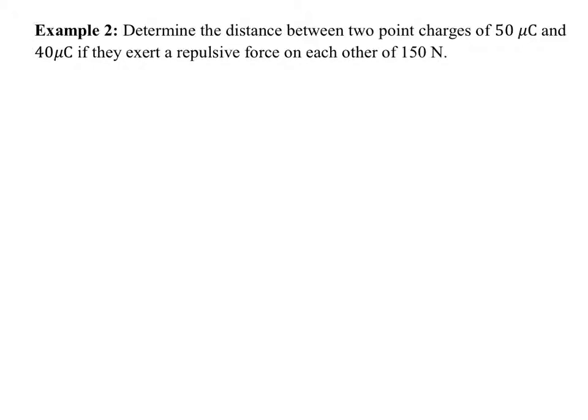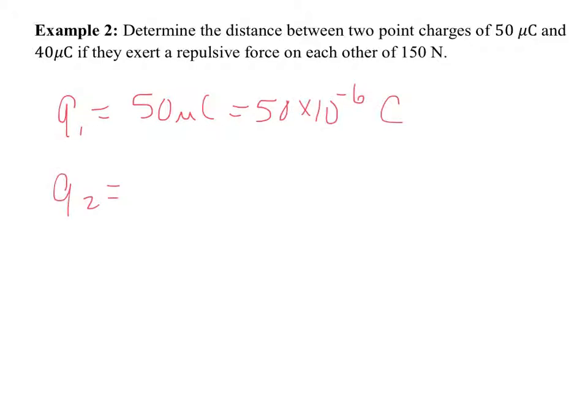So let's start by listing our givens. We have a particle 1, 50 microcoulombs, which is 50 times 10 to the negative 6 coulombs. We've got particle 2, 40 microcoulombs, which is 40 times 10 to the negative 6 coulombs.